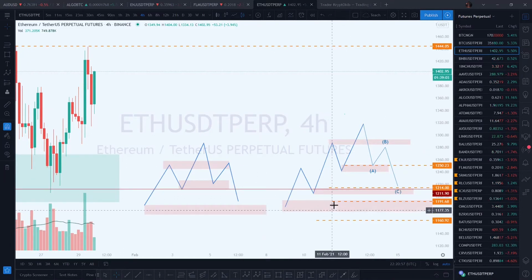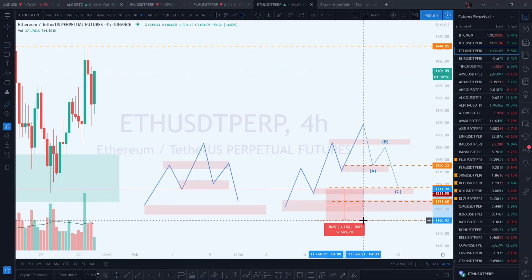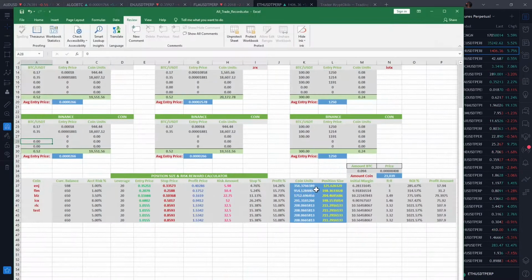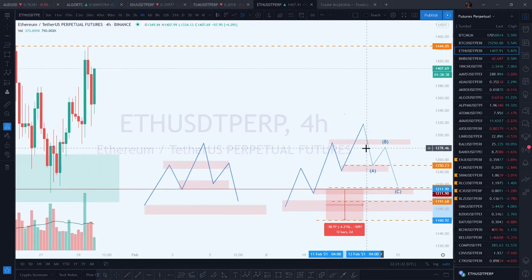Okay, to calculate your position size, you want to calculate the distance from this point to where you place your stop loss, which is this very point, and that is 4 point something percent, 4.2%. So let's do it on the calculator to calculate what our position size will be. All right, so we have 650, we are risking all this. Then our average entry, once price takes you in here, here, and here, and then it's reversing, your average price is this.